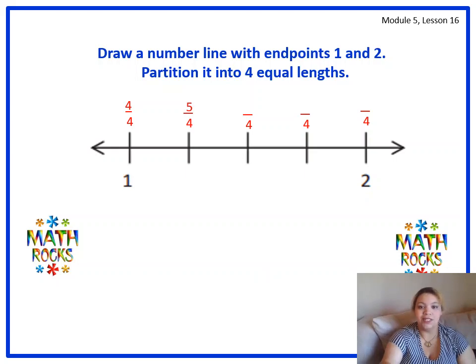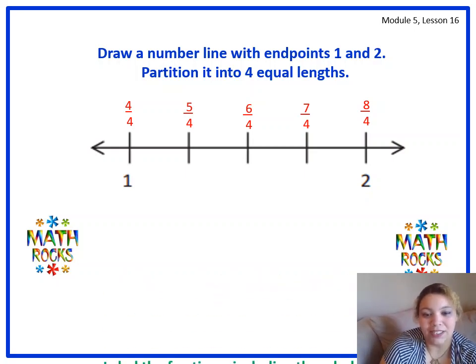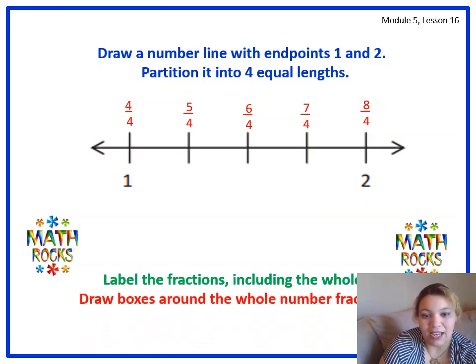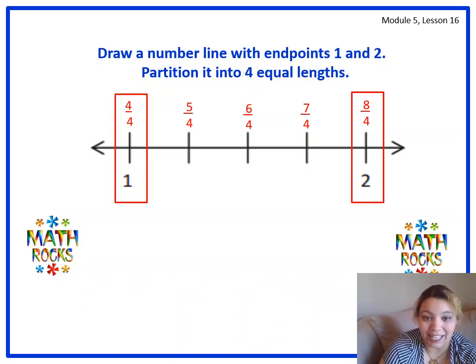We have 5/4, 6/4, 7/4, and at 2 wholes, that gives us 8/4, which means that we would have gone around 4 one time and gone around another whole to give us 8/4. All right, let's do the same thing. But before we do that, let's go ahead and draw a box around the whole number. So we said that was going to be 4/4, and that was going to be at 8/4.